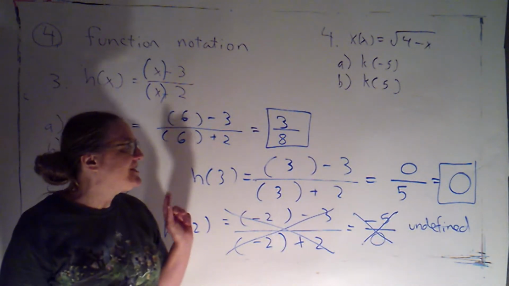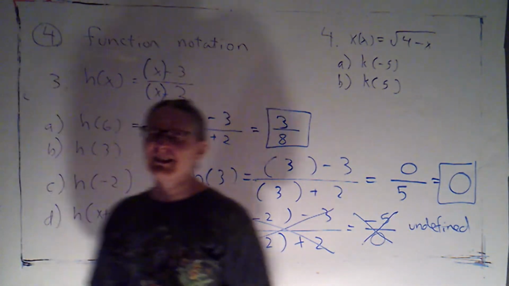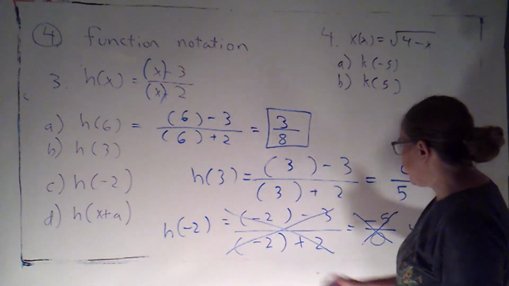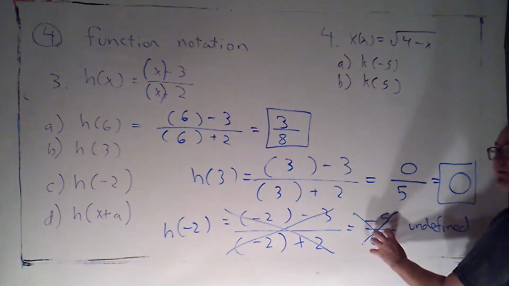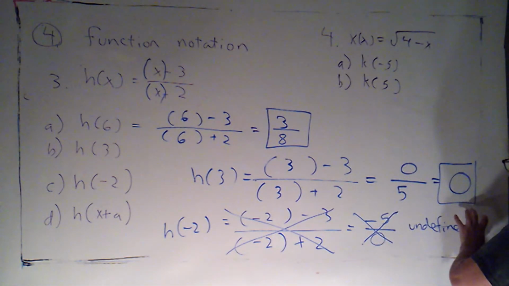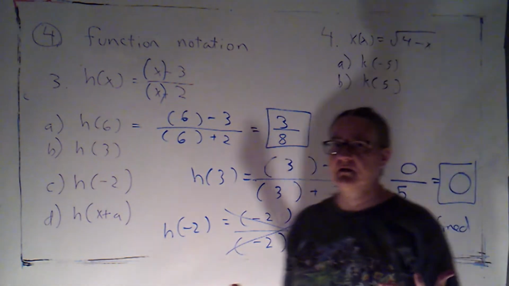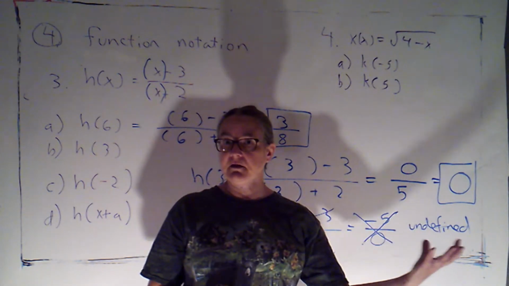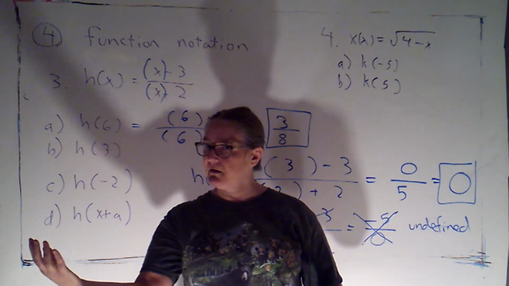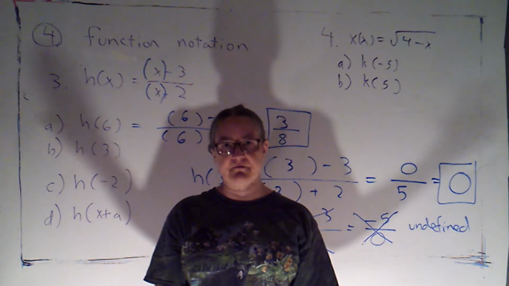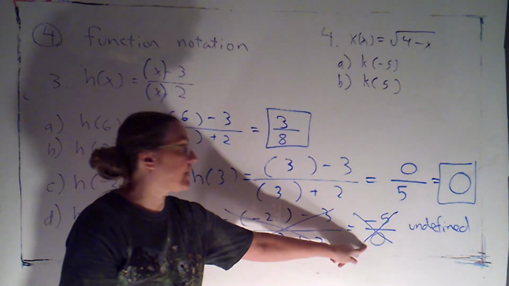Okay. But I don't want to see, and I see this a lot with students, I will see people write this equals negative 5 over 0 undefined. You're telling me 2 different things. You're telling me that it's undefined, and you're telling me that it equals something. Can't be both things. It is undefined. So do not write this.